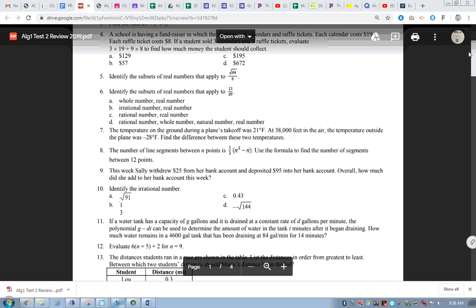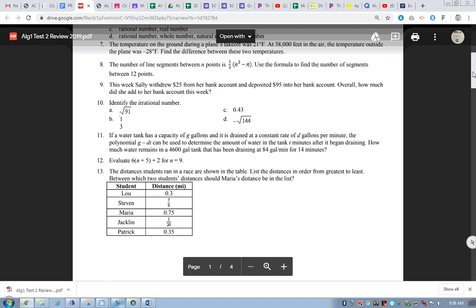Okay, identify the irrational number. I think you saw this maybe on your last test, didn't you? Okay, so it should be a pretty familiar question. Irrational means, 1, it's got to be a decimal. 2, it has to be a decimal that doesn't repeat. And 3, it has to be a decimal that doesn't end.